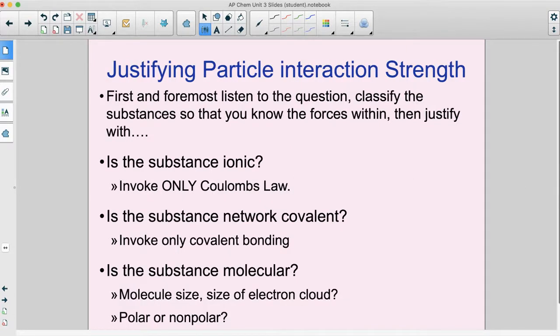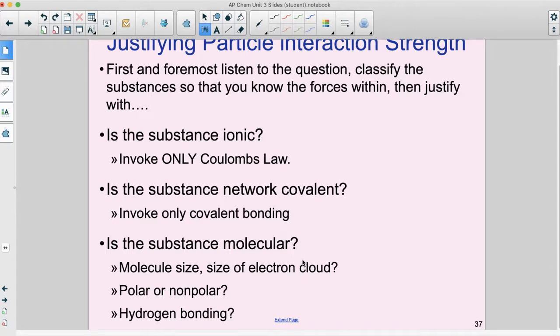All right, so what we want to ask is, is the substance ionic? Then we're going to just use Coulomb's law and lattice energy to figure out which one is going to have a higher melting point. Okay, so those, we'll just look at those. Is the substance a network covalent? Is it one of those? And if it is, then remember, these are going to have very high melting points, right? Because we have to break all of those covalent bonds apart in order to melt this.